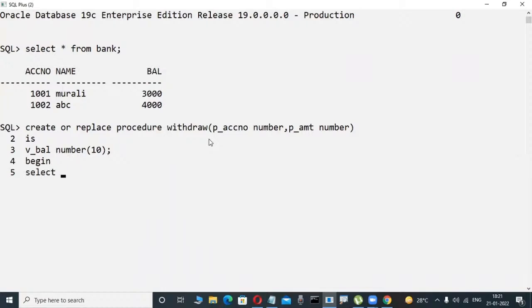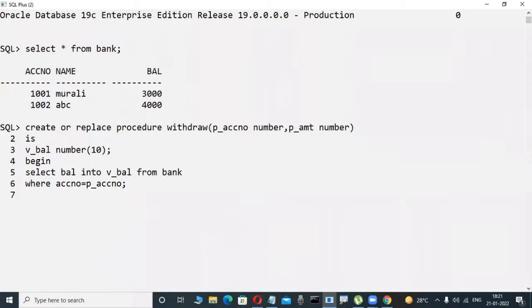Some coding is there. Select balance into v_balance from bank. These are all the things you may not have an idea about, but logically observe it here, where account number is equal to something. Okay, fine. These are all very easy actually.